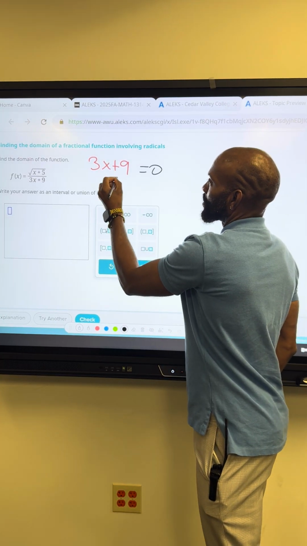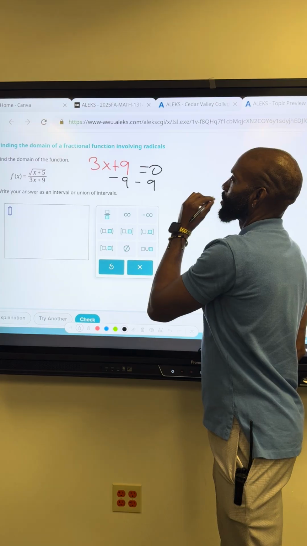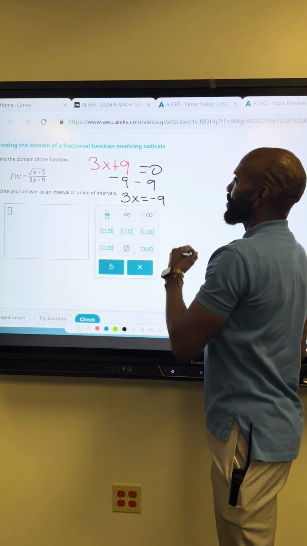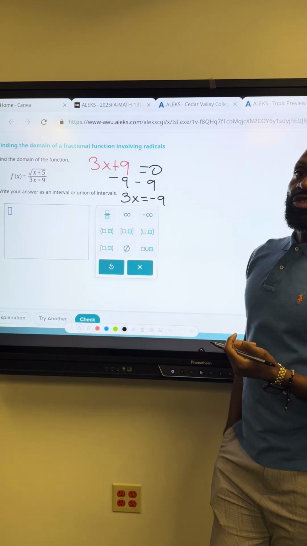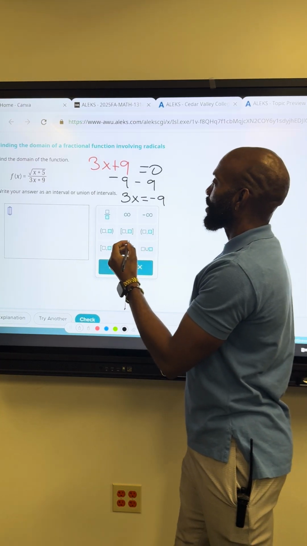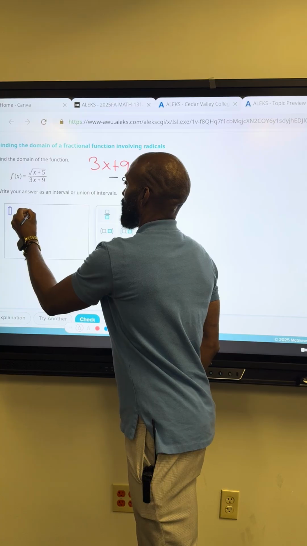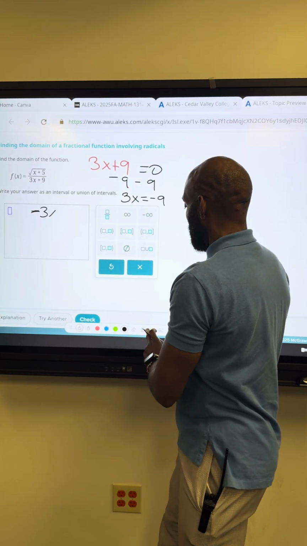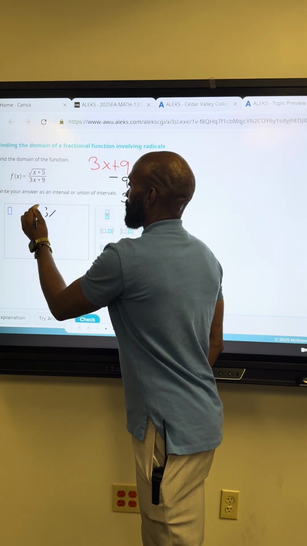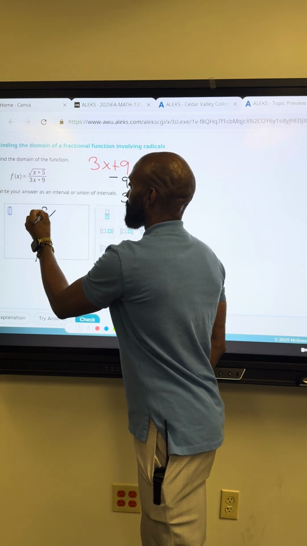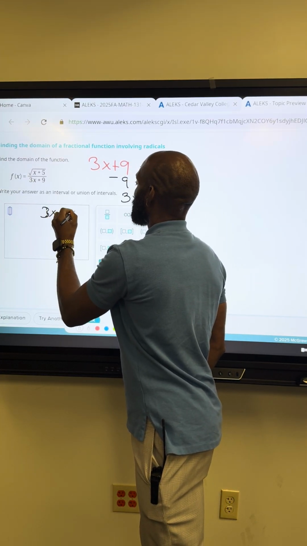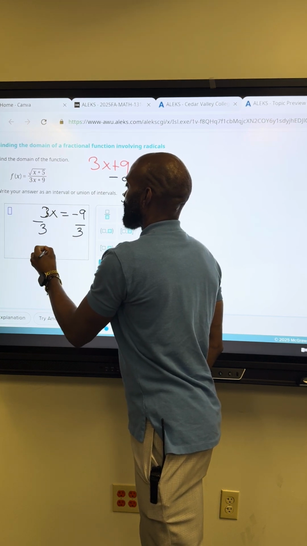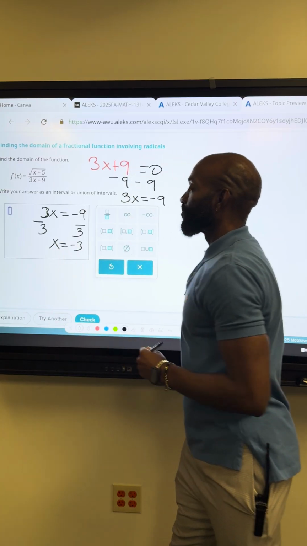So let's subtract 9 from both sides. That's going to give us 3x is equal to negative 9. And then after that, we need to divide both sides by 3. So we got 3x is equal to negative 9, divide both sides by 3. That gives us x is equal to negative 3.